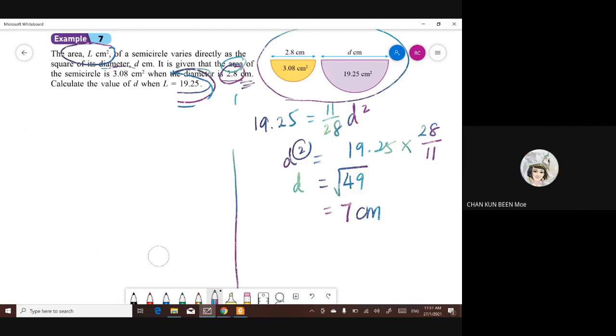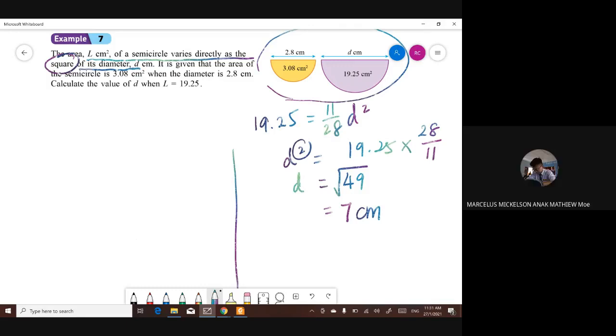Madam, why was the D just now squared? Why was it squared? It is here, let me show it to you. I rub off clearly first. Here, the area of the semicircle varies directly as the square of its diameter. Understand? Oh, okay. That's why you have to square it.